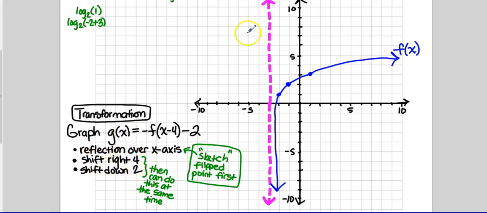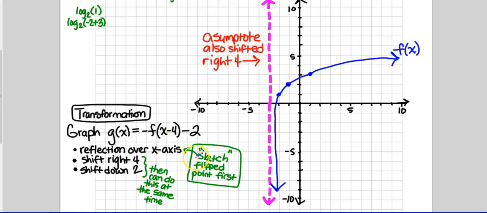Now let's first talk about this shift right 4. It means that this entire graph is getting shifted right by a factor of 4. Don't actually put that on your paper. I'm just being a little dramatic to make my point. So it means that this asymptote also shifted right 4. So let's move the asymptote first.